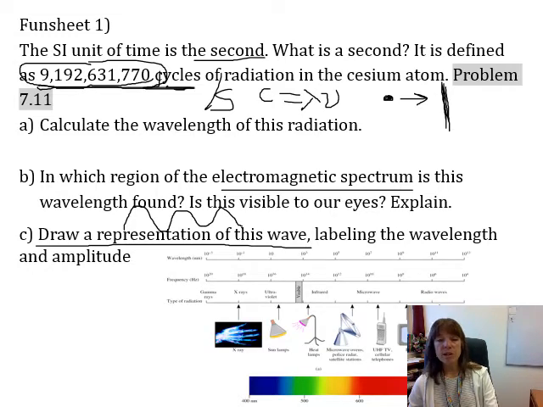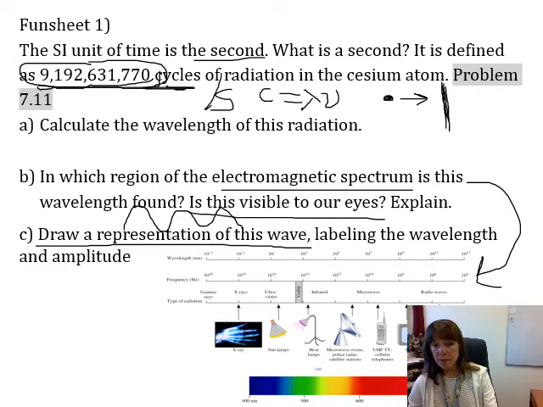So here's your electromagnetic spectrum that you would reference to see where that is. And is it visible to our eyes? Now, if it doesn't fall within that tiny little visible spectrum, no, it's not. So once you solve for your wavelength, see what you can find there.